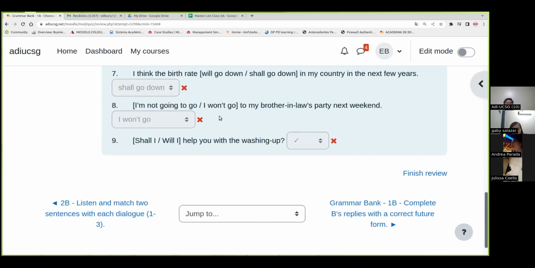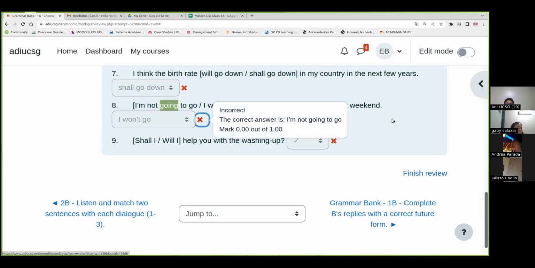Number 8, I'm not going to or I won't go. And well, remember, if it's specific, you use going. And this one is specific because it says next weekend. All right? Next weekend, a specific time. So we use going, not will or won't. All right, I'm not going to.